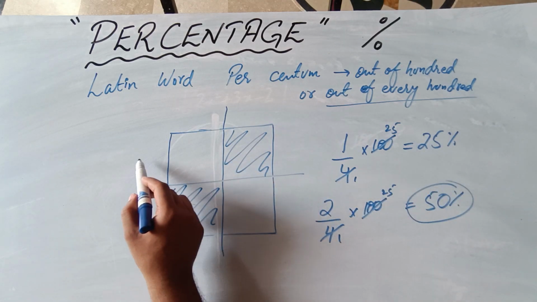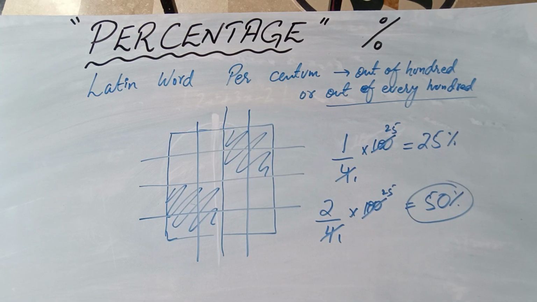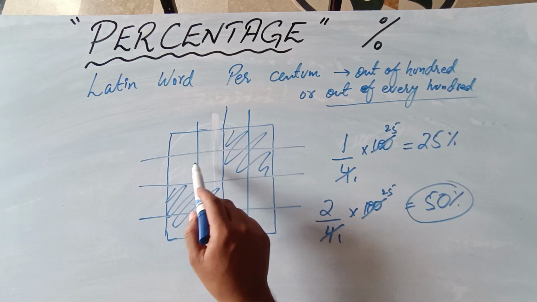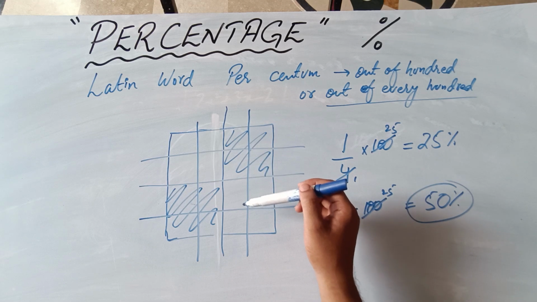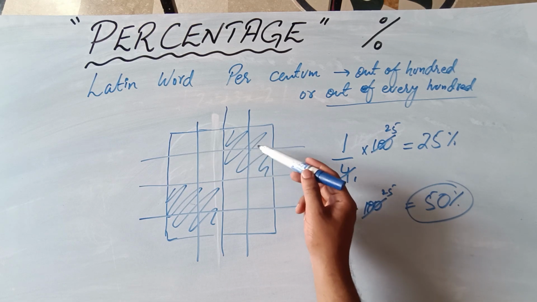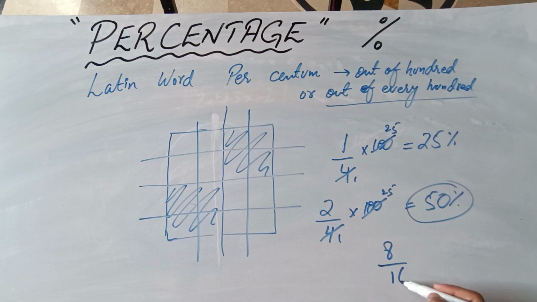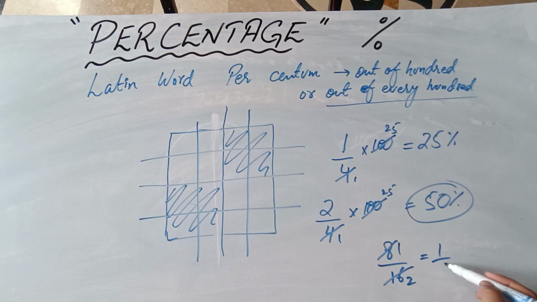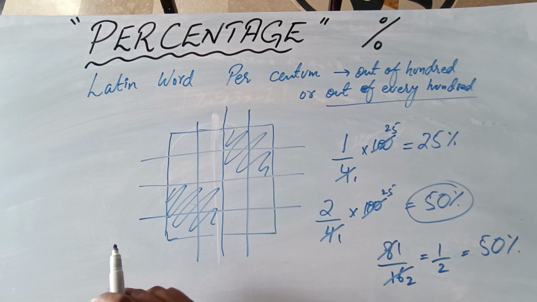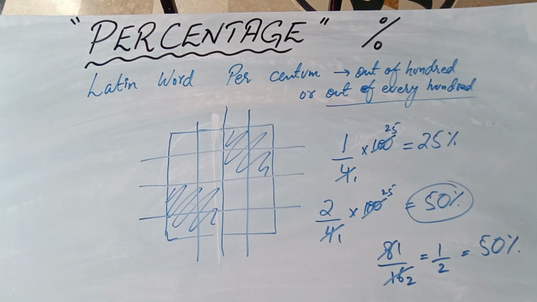But if I equally divide this box, how many small boxes do we have? 1 2 3 4, 4 plus 4 is 8, plus 4 is 12, 8 plus 8 is 16. So out of 16 boxes, 1 2 3 4 5 6 7 8, so 8 out of 16. This is called an equivalent fraction. 8 ones are 8, 8 twos are 16. Again 1/2 is shaded, which means 50% is shaded. So this is also one way to learn how to find out percentage: how many parts are shaded and how many parts are unshaded.